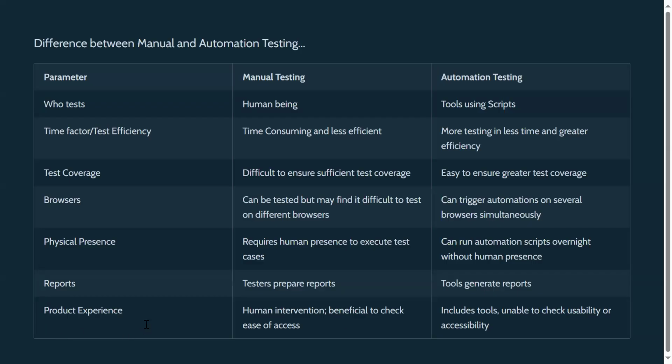The product experience. This is the human intervention. Here the human accesses the application and checks from his point of view, how his mind and brain are working. So the experience is very close and the ease of access is very beneficial to the human. But coming to automation testing, it includes multiple tools, which are unable to check usability and accessibility. These all are the differences between manual and automation testing. Any questions on the screen?